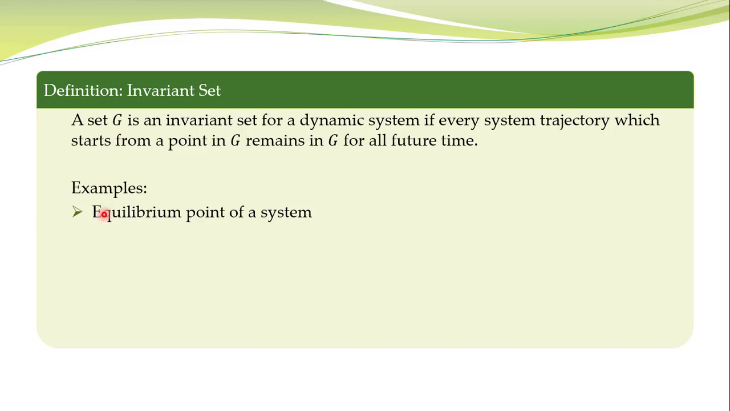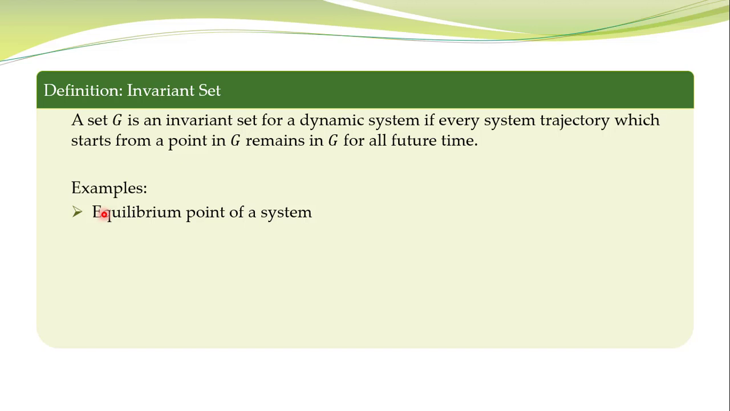Equilibrium point. If trajectories start at an equilibrium point, this is a set. So if trajectories start from this set, trajectories will stay in that set. That means that this equilibrium point is an invariant set. Any other example of an invariant set?